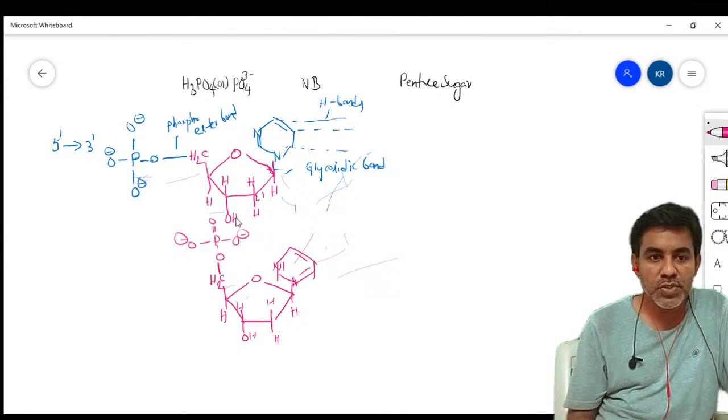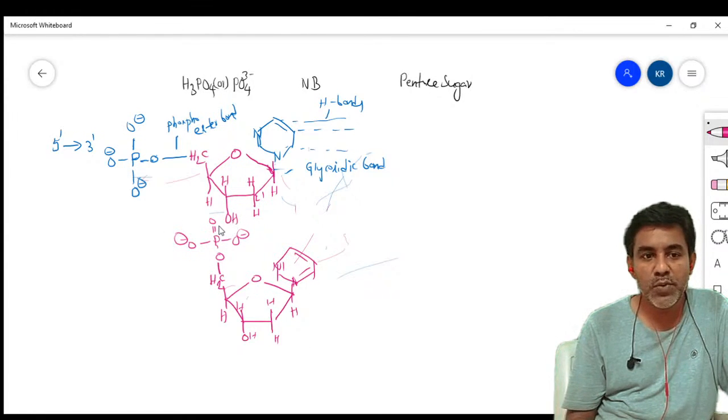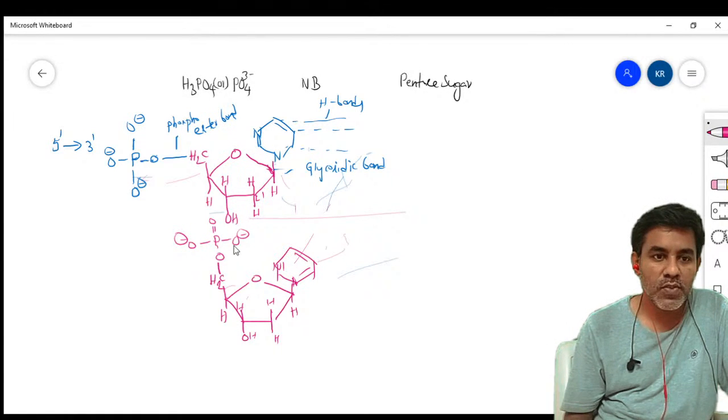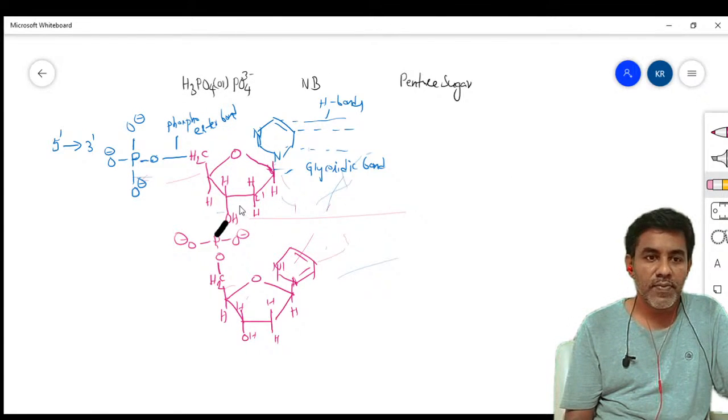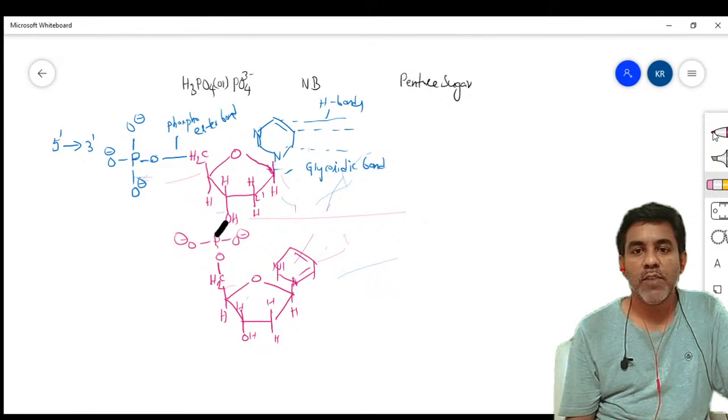In between these two, between OH and O, you will find the formation of a new bond. Here a bond forms between the phosphate and hydroxyl molecule like this. In future, this bonding will become the phosphodiester bond.